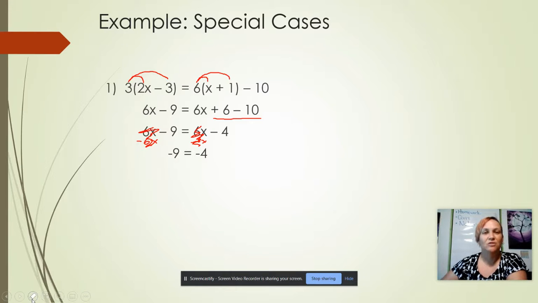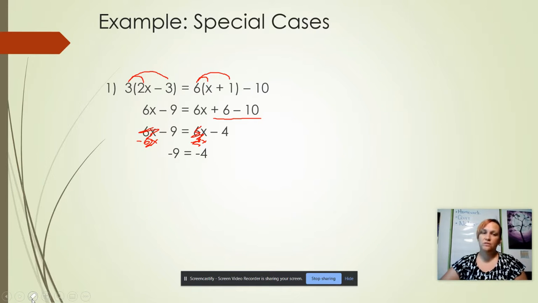When that happens, you are not going to write down x equals 5, x equals negative 9. That's not the answer. And even what I have on the screen right now, that's also not the answer. Negative 9 equals negative 4. That's not a final answer to this problem. In a special case, you're going to write down a phrase.